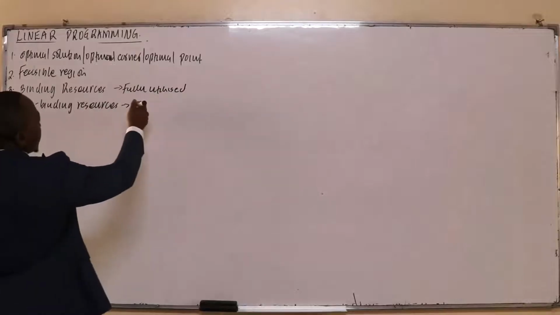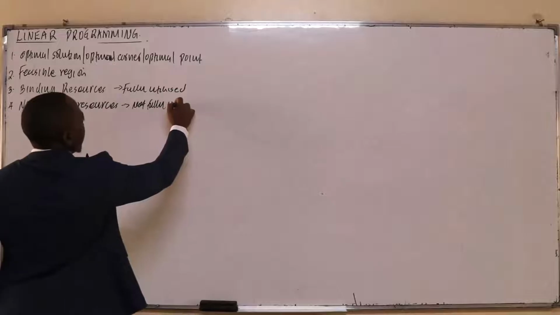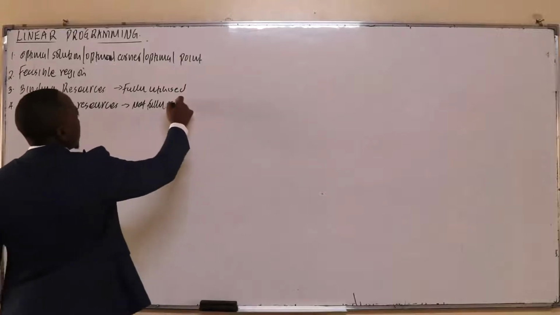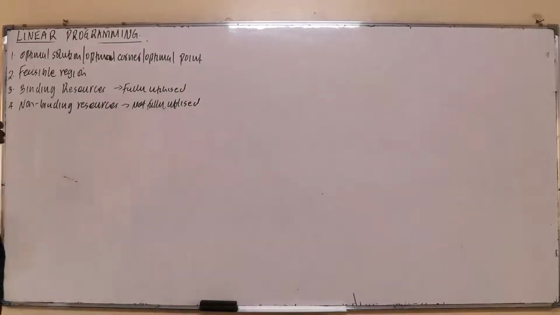But non-binding resources are not fully utilized. That unutilized element is what we call the slack. Number 5, let's define slack.